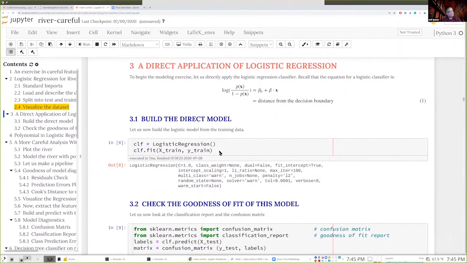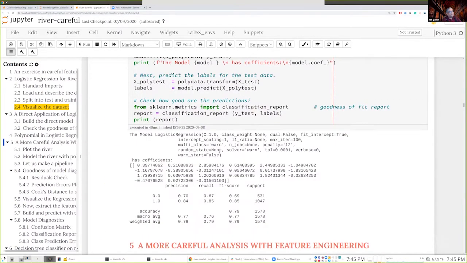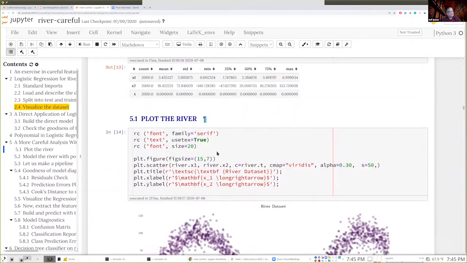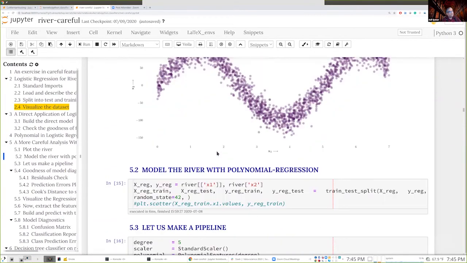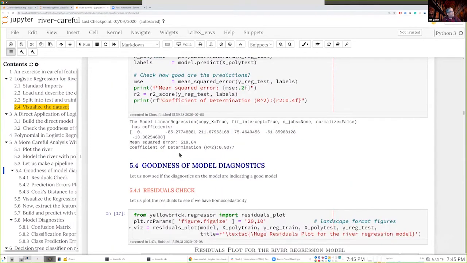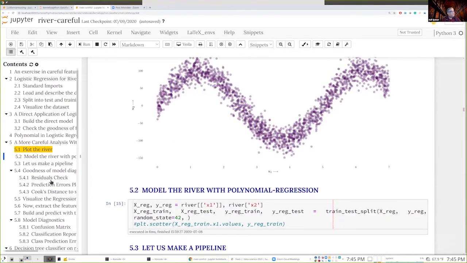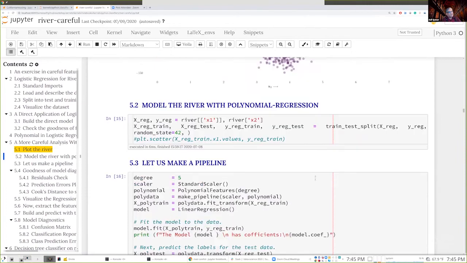You saw us do polynomial regression, classifier, logistic with polynomial terms. We did a more feature engineering approach. We did all of this. We did a plot of the river. We extracted the river. If you remember, we looked at the distance from the river. So this was the best. This was a gold standard.